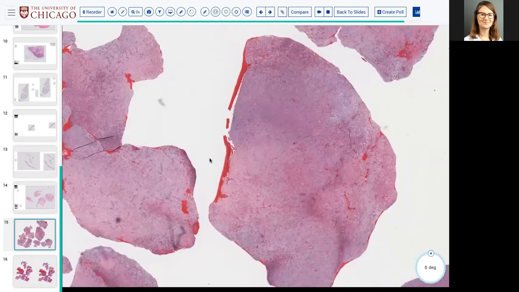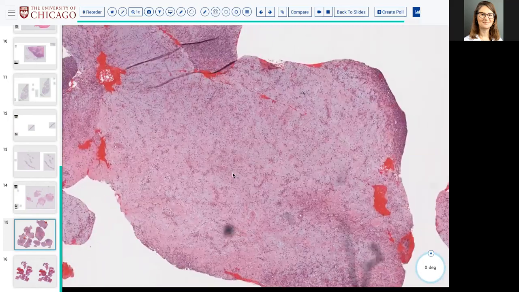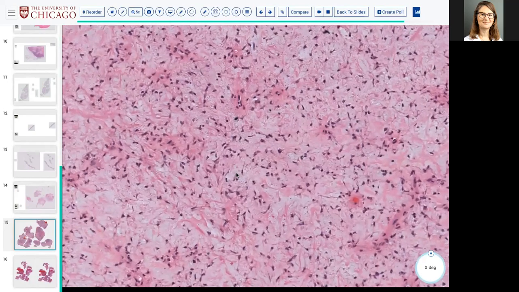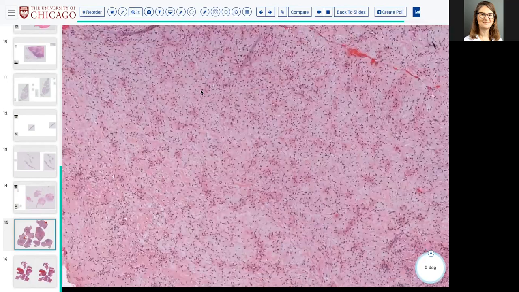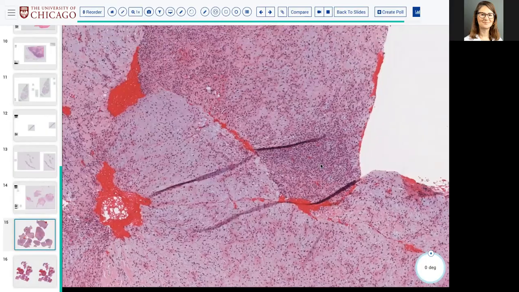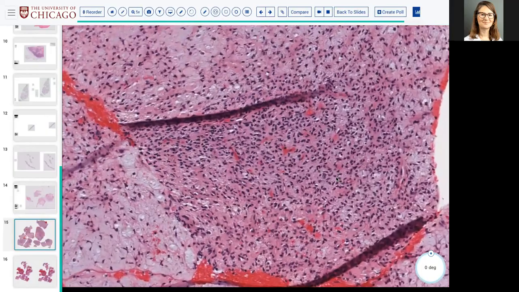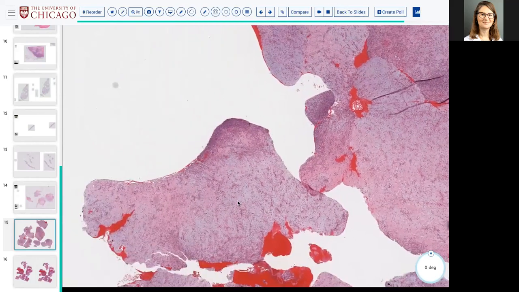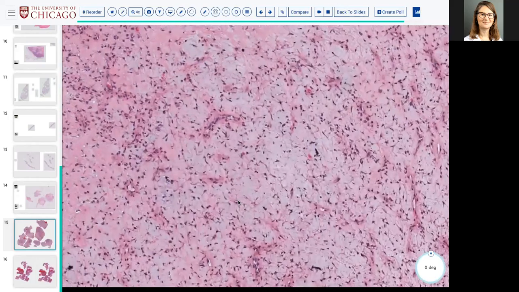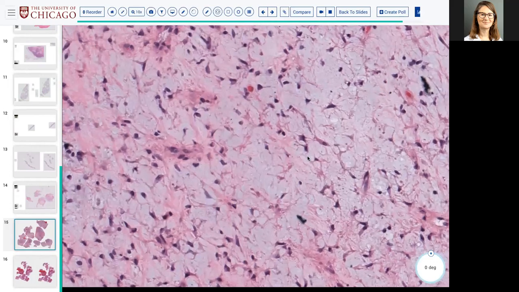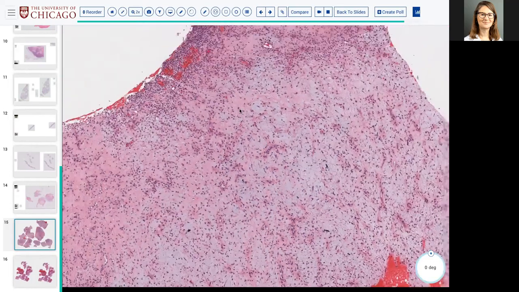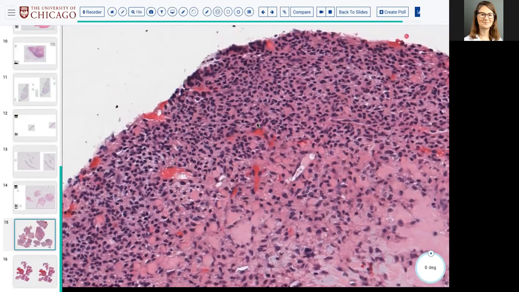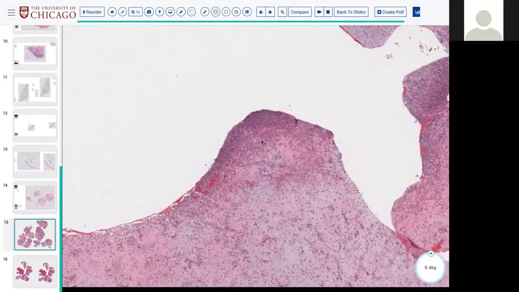Next case. This one's a little bit different, so I'm going to let you guys look and then someone can describe. Yeah, I'll give it a whirl.